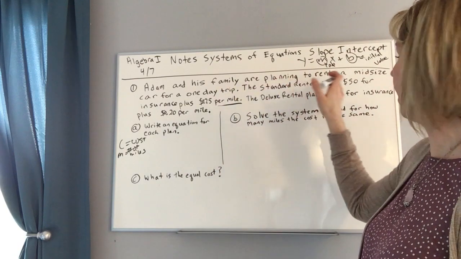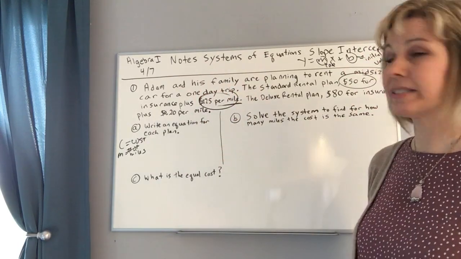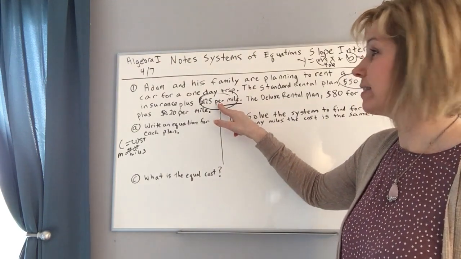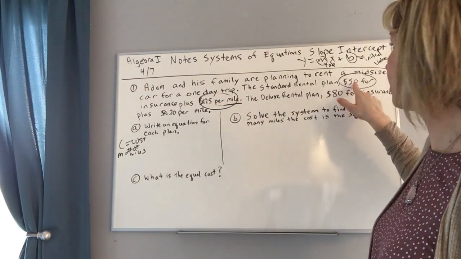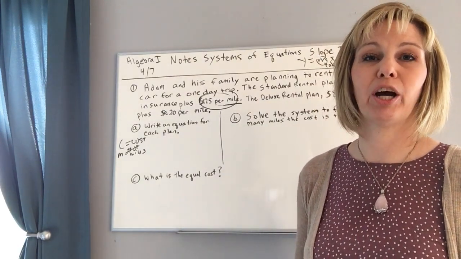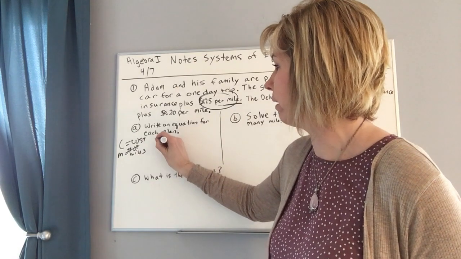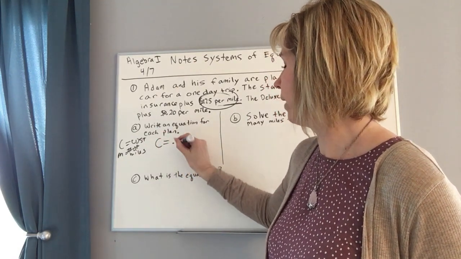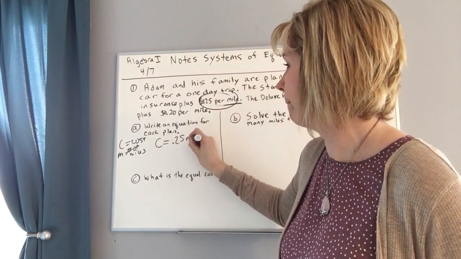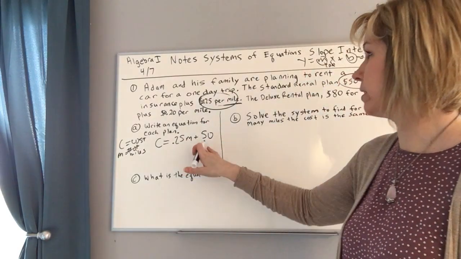Let's look at the standard plan. It costs $50 for insurance and 25 cents per mile. Make sure when you see the per or each, that's the rate. It only costs $50 one time for insurance. Insurance could be making sure that if something breaks on the car, they get some money no matter how many miles you drive it. So you've got the 25 cents per mile. C equals, and make sure when you see cents in the word problem, you write a decimal: 0.25m plus 50. You just pay the one time. That's for the standard.